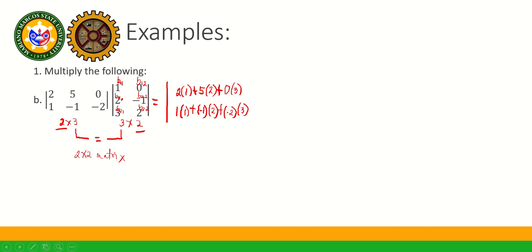Now, for our second column, we have elements of matrix A, first column. So, yan, si 2 and si 1 multiplied by B12. So, multiplied by 0. And then, add natin si elements of our column 2 in matrix A, that is 5 and negative 1, multiplied by B22, that is negative 1. And then, add natin sa elements of the third column in matrix A, that is 0 and negative 2, multiplied by our B32, that is 2.